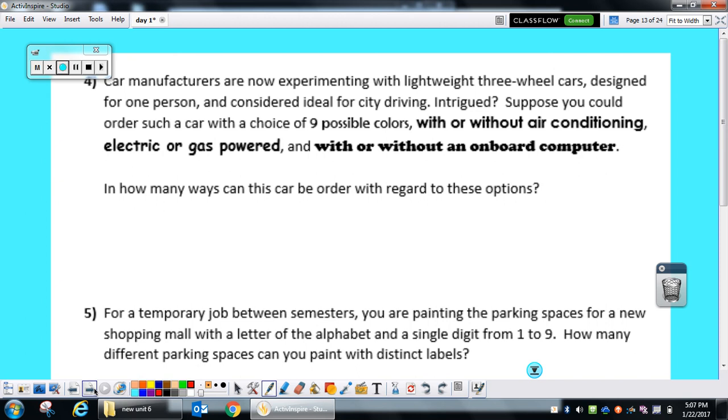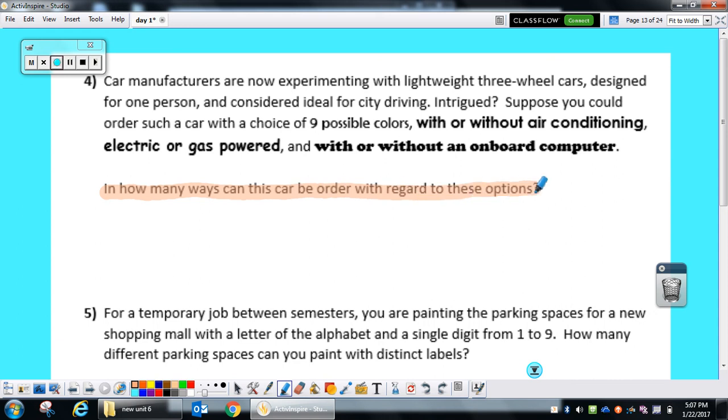Okay? So I will go through a couple more and set them up for you, but you'll be responsible for answering them. Some of them get a little tricky because you have to really pay attention to what possible outcomes you have. Okay? So in this one, car manufacturers are now experimenting with lightweight 3-wheel cars for one person. Obviously, this is not a possibility if you want to have a 3-wheel car around here. So you can get 9 possible colors, with or without air conditioning, electric or gas powered, and with or without an onboard computer. So the question is, in how many ways can this car be ordered?